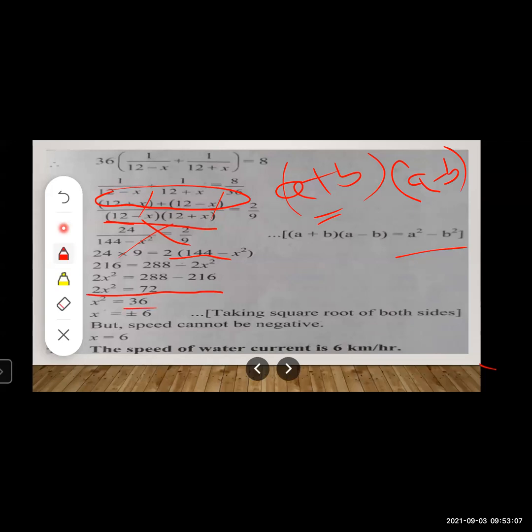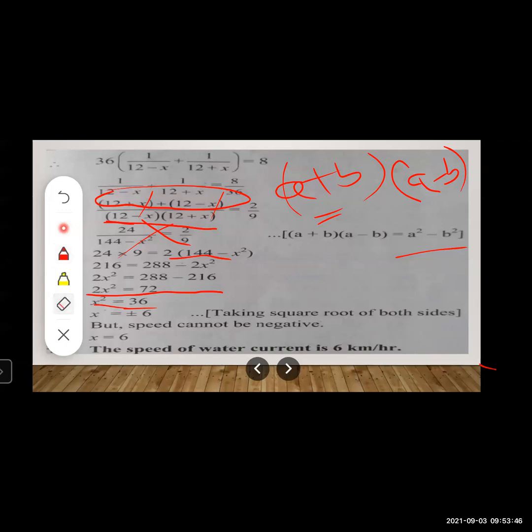So x square is 36, but you are getting the value as plus minus because you are finding the square root of 36. When you find the square root, we get either a plus or minus value. But you are not going to take the negative value. The negative value is unacceptable, because we are finding speed, and speed cannot be negative, right? So let us take x as positive. And x is nothing but the speed of the water current. So the last line will be: the speed of the water current is 6 kilometers per hour.